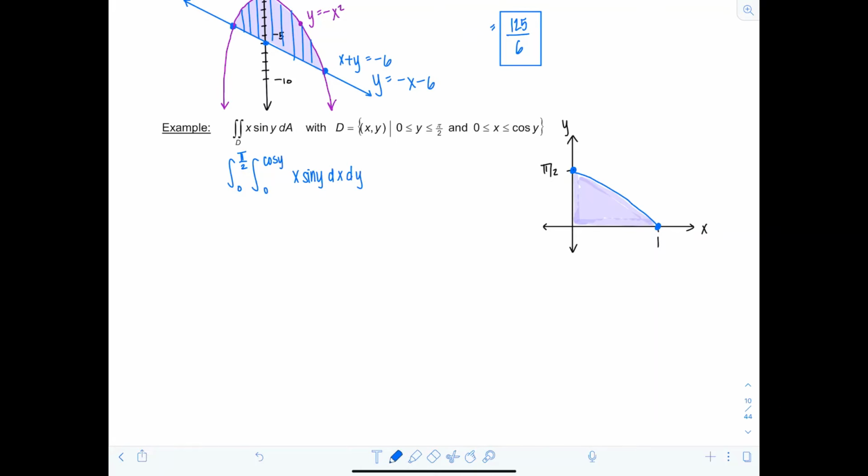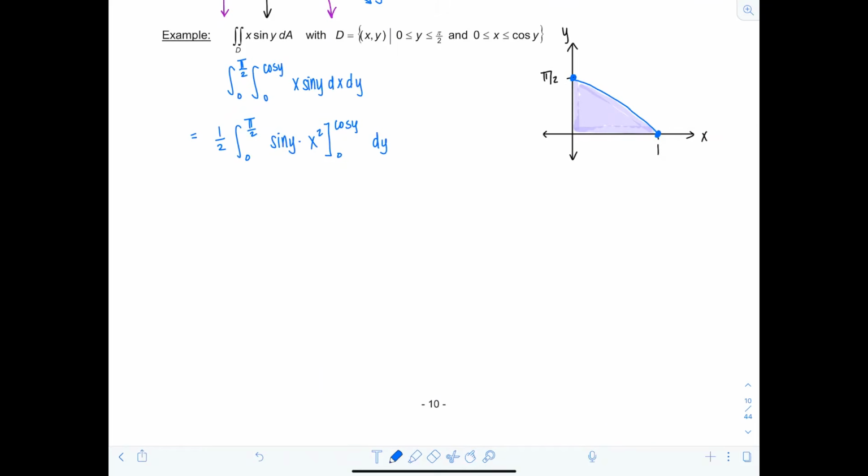Okay, so I'm treating sine of y as a constant. I'm going to anti-differentiate with respect to x, so I'm going to get 1/2 x squared. And I really recommend that 1/2, just put it all the way outside the integral so it doesn't bother you or get in the way. So 1/2 is going to go here. 0 to pi halves, I'm going to have now sine of y, that's a constant, times x squared, evaluated from 0 to cosine of y dy.